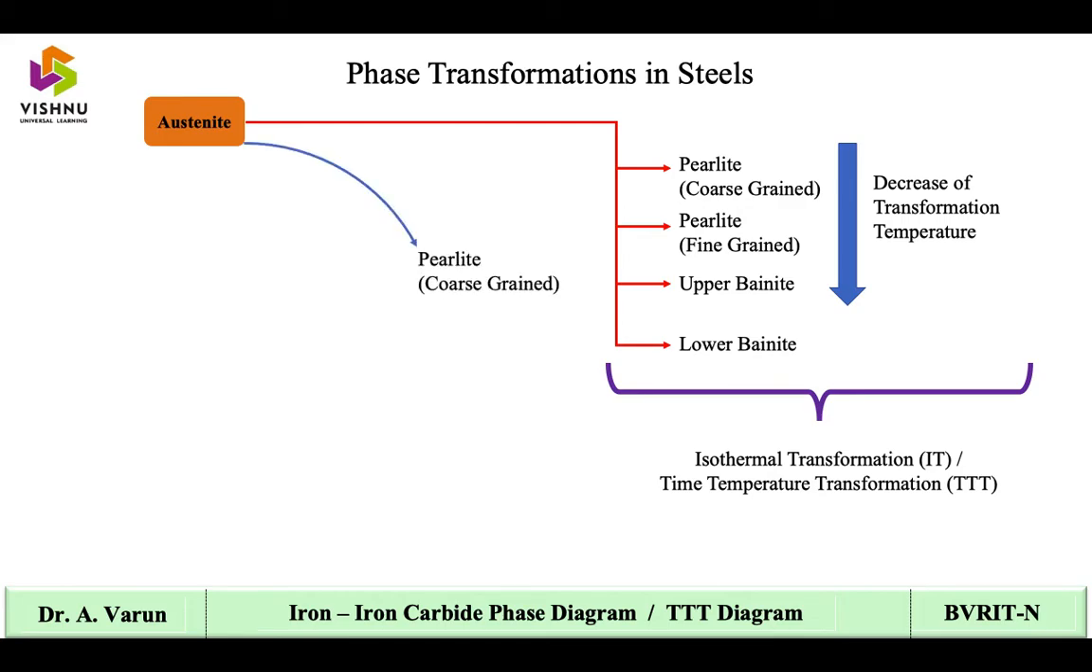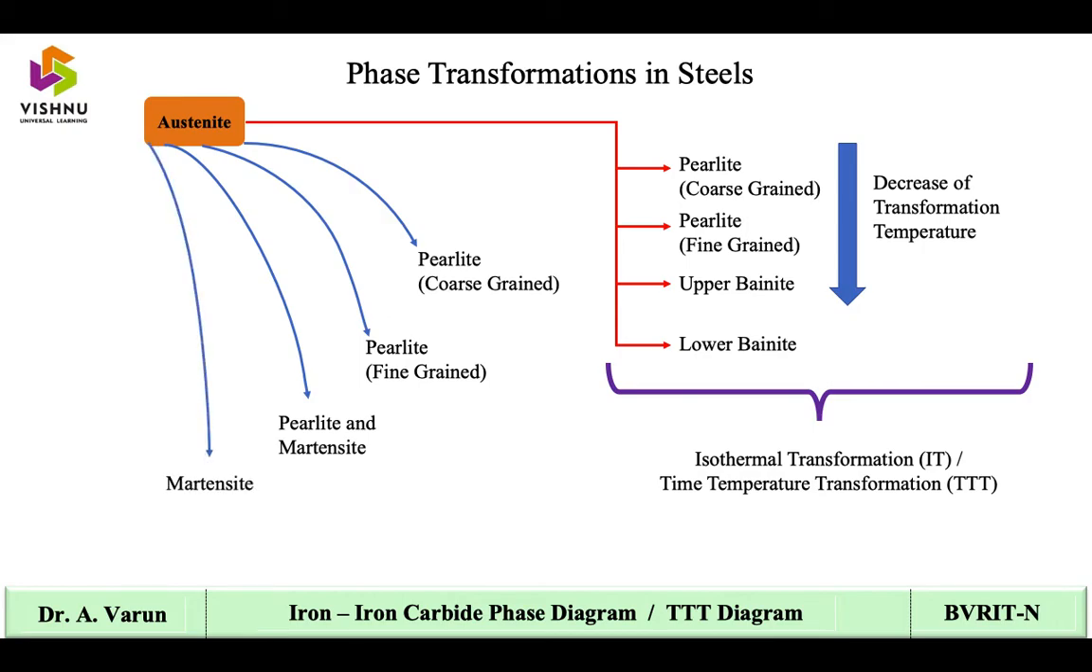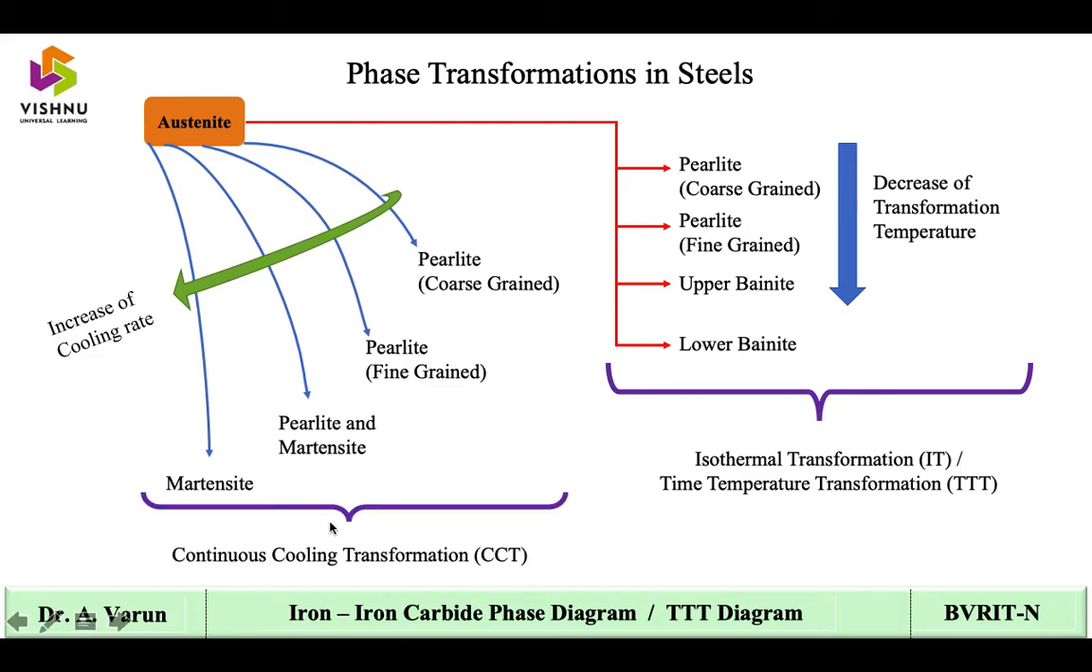Then the other way of doing that is when you cool at increasing cooling rates. When you have very slow cooling, the first formation is coarse grain pearlite, then fine grain pearlite, followed by pearlite and martensite, and then martensite. This is by increase of cooling rate. I'll show you how it is possible, and this is what we call a continuous cooling transformation, in short CCT.